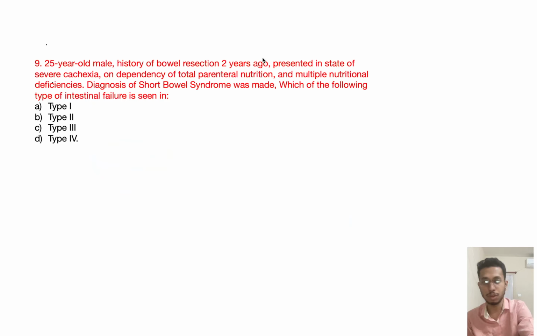Now, coming to next question. Now, this is a bit of a trickier one and perhaps one of the harder questions of this paper. So, it says a 25-year-old male who presented with history of bowel resection 2 years ago, presented in state of severe cachexia and is on dependency of total parenteral nutrition and multiple nutritional deficiencies. Diagnosis of short bowel syndrome was made. Which of the following type of intestinal failure is seen in this case? Okay. So, what is intestinal failure actually?